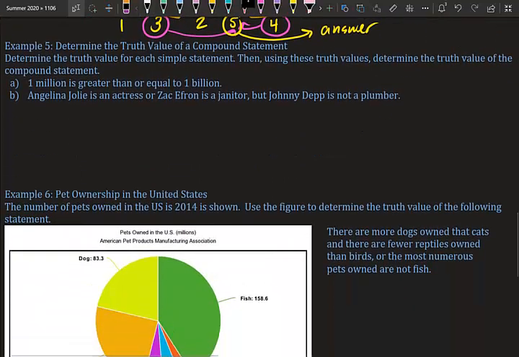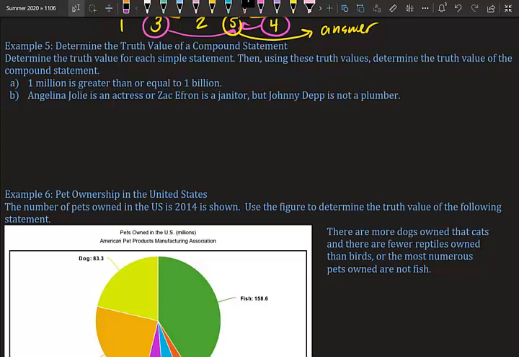Determine the truth value of a compound statement. Determine the truth value for each simple statement. Then using the truth values, determine the truth value of the compound statement. So basically, it's not using truth tables. It's just using what you know about knowledge. So 1 million is greater than or equal to 1 billion.